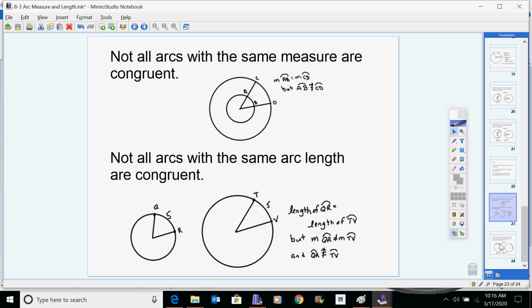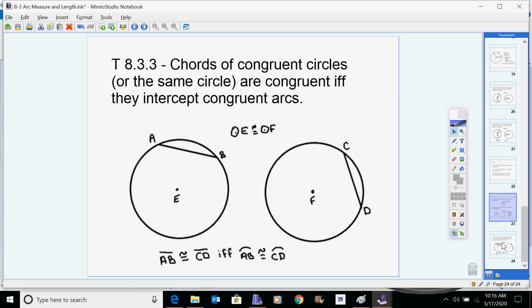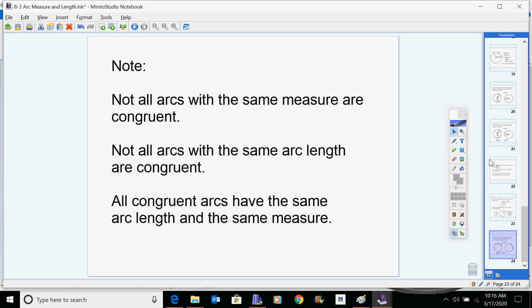And then finally, our last note on that: all congruent arcs have the same arc length and the same measure. Both have to be the same length and the same measure in order to be congruent.